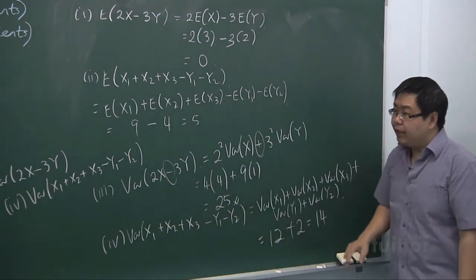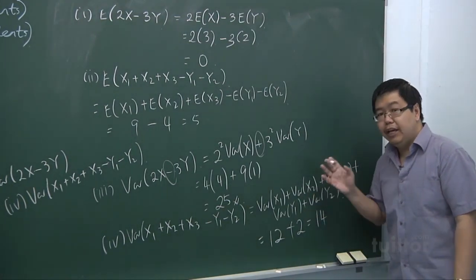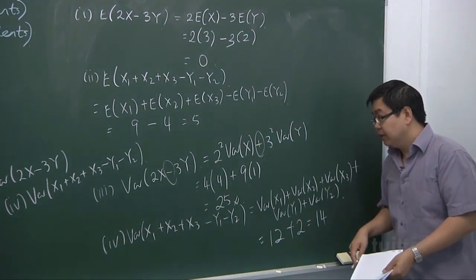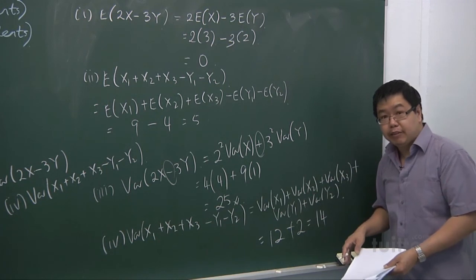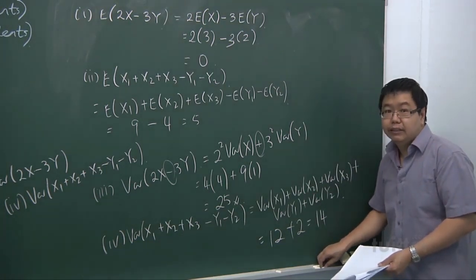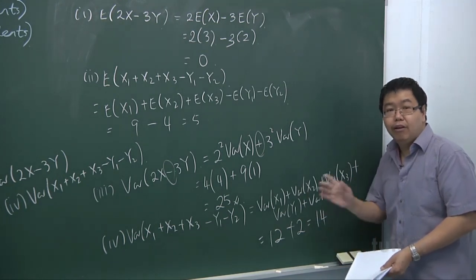So that is how we calculate the expectation and variances of the linear combination of random variables using the properties of expectation and variances, which of course is important for this particular course, whether it's H1 or H2 students.